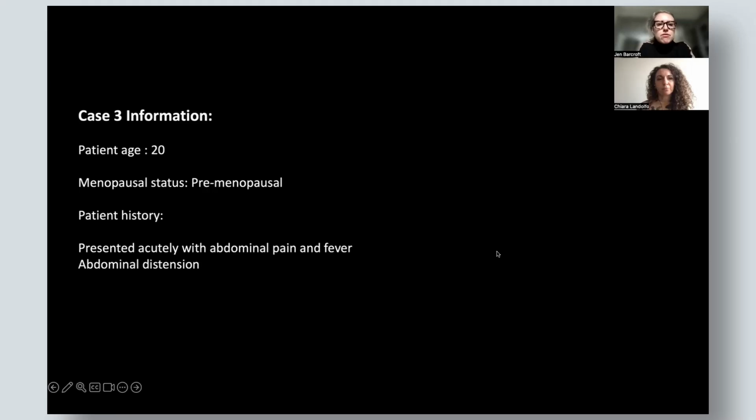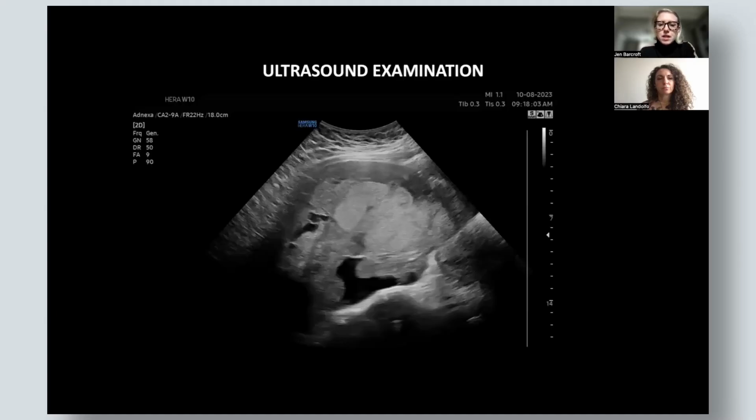Great, so case number 3 is a 20-year-old lady who was premenopausal, and she presented acutely with abdominal pain and fever to the emergency department. Of note, she also presented with significant abdominal distension and discomfort. So this was the ultrasound examination. So this was a transabdominal scan because she was virgo intacta.